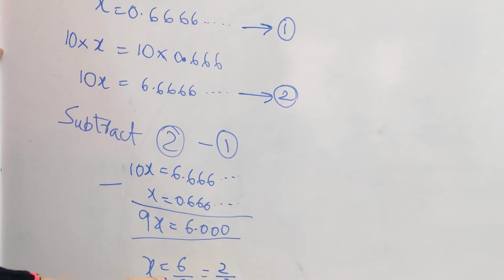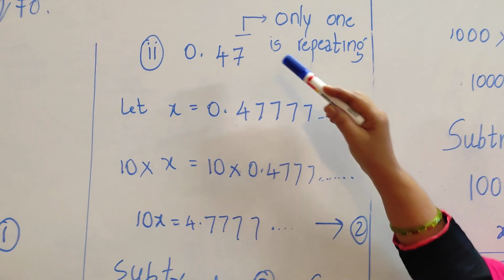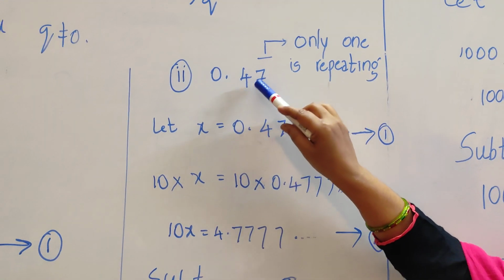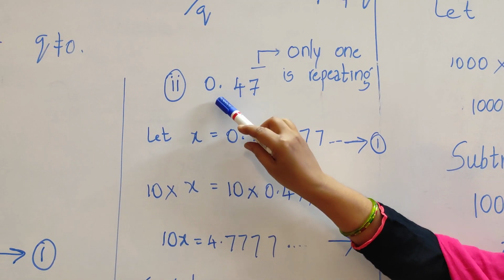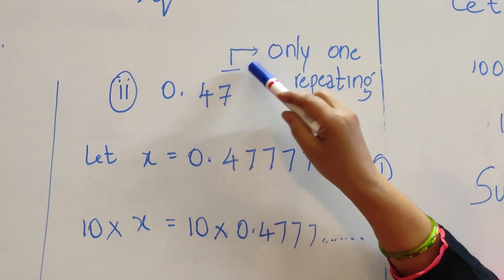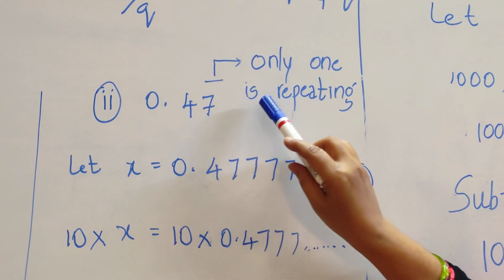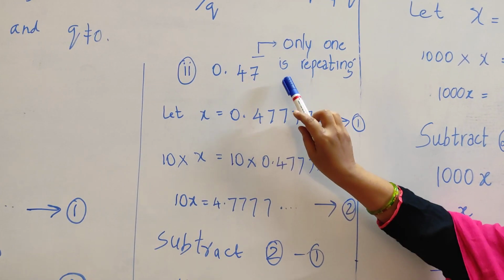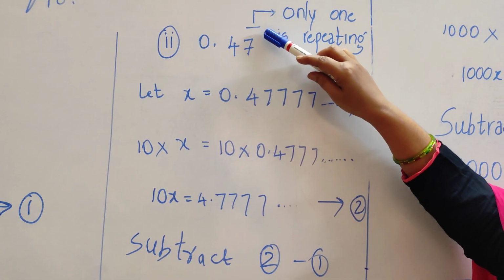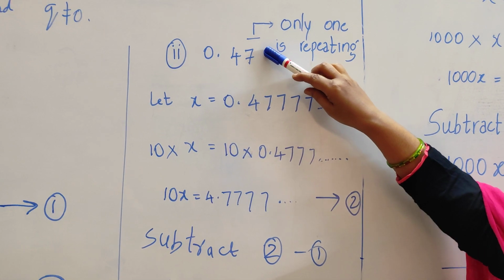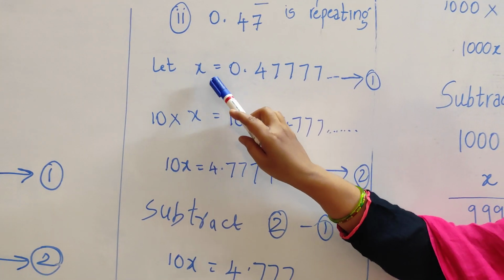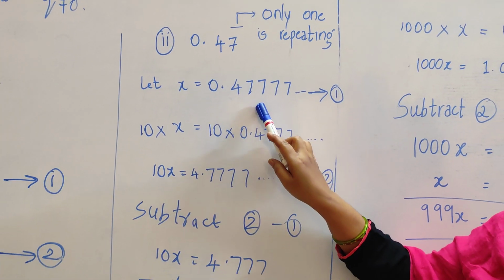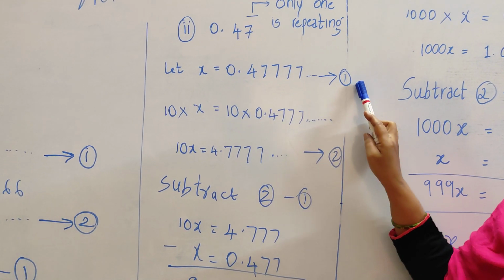Now let us go to question number 2. Question number 2 is given as 0.47 bar. Bar is only on 7, children. Only one number is repeating. This I have written here only for your information; you don't have to write it. You look at this. Okay. What number is repeating? Only 7 is repeating. So let x is equal to 0.47777. You can write. Okay.